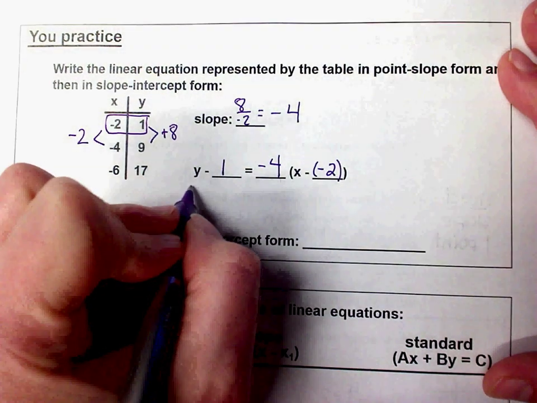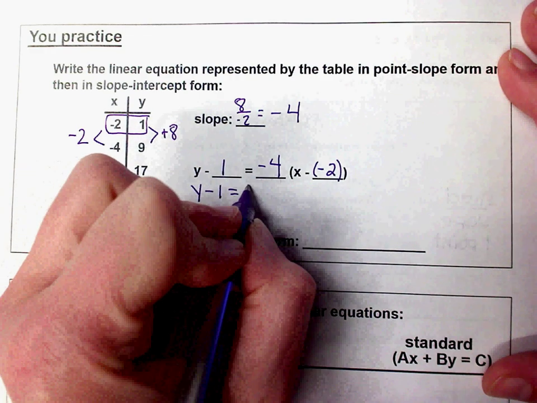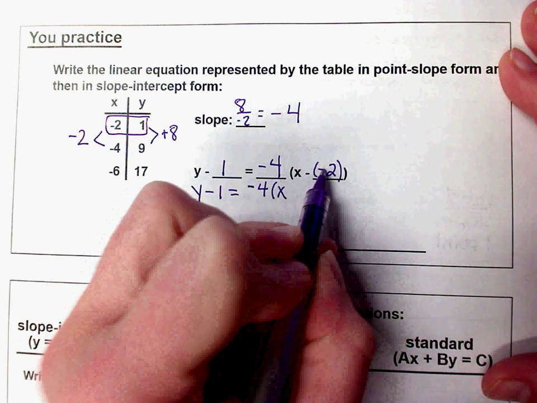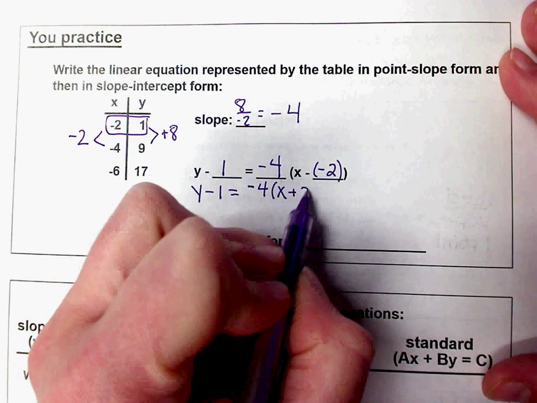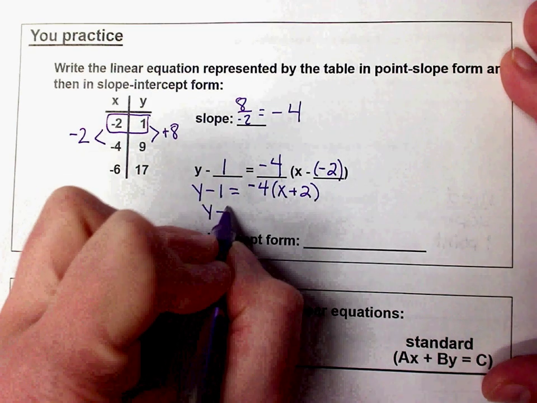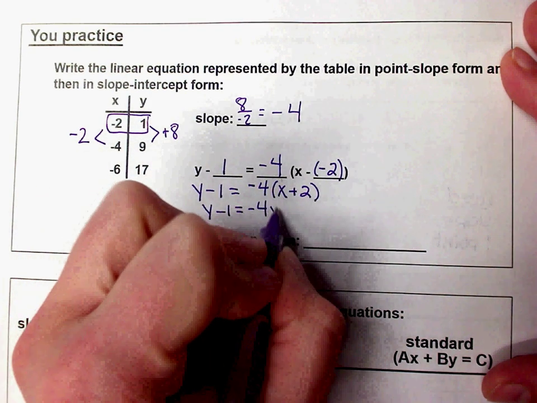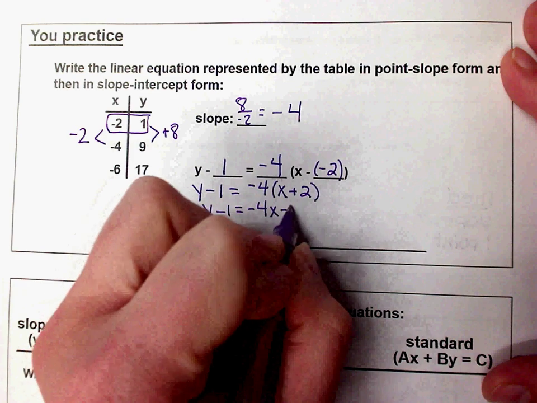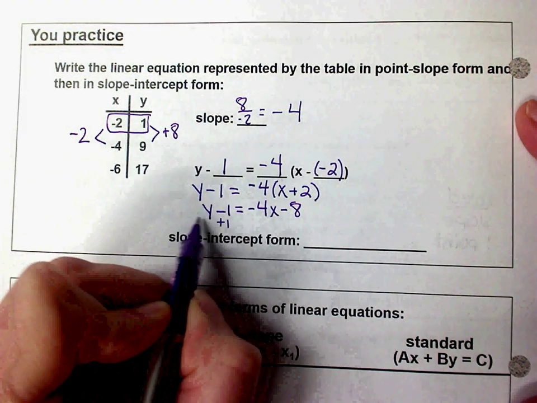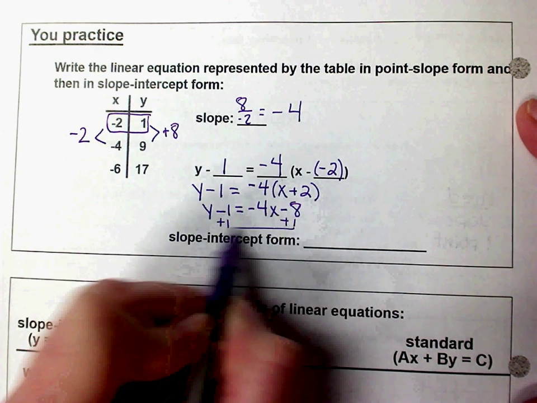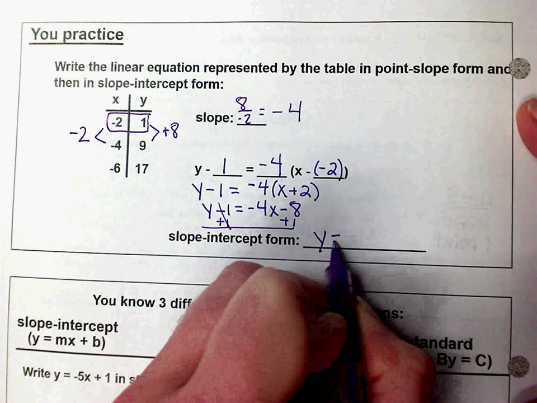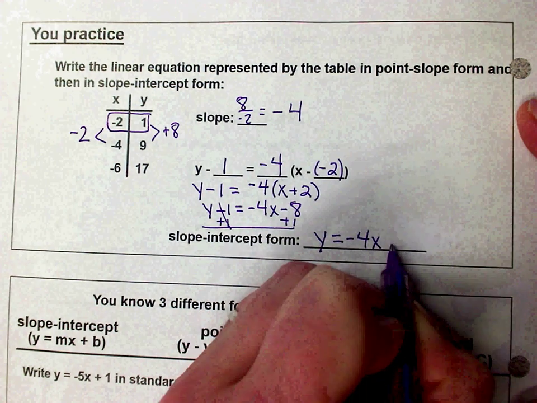Okay, let's clean it up. So we got y minus 1 equals -4 times x, right here, minus negative, so change it to a plus 2. Okay, distribute the -4. So we got y minus 1 equals -4x, and then -4 times 2 gives me -8. Alright, the last step is just add 1 to get y by itself. So here's my slope-intercept form. We got y equals -4x minus 7.